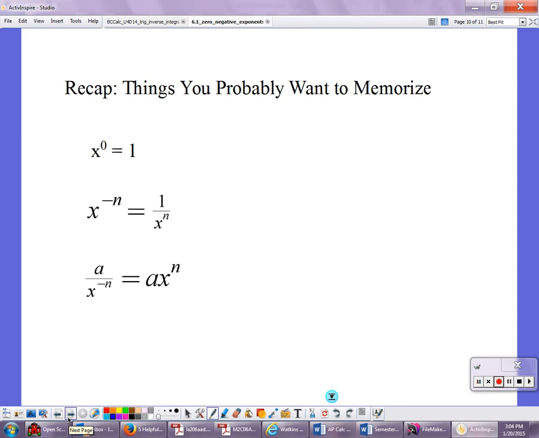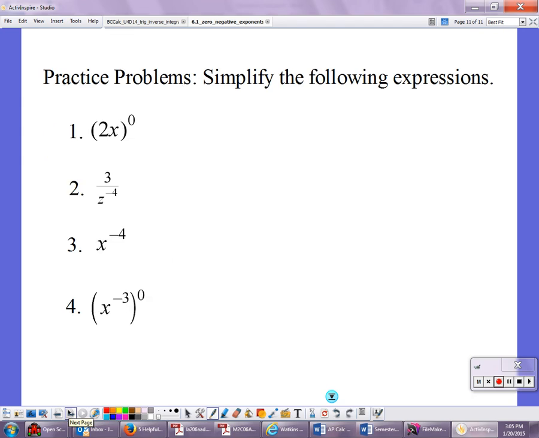All right. Things you probably want to memorize, so this is just a recap. x to the 0 equals 1. x to the negative n equals 1 over x to the n. And any number a over x to the negative n power is going to equal that number a times x to the positive n. Okay, a couple of practice problems. So why don't you try these now? I would suggest that you pause the video, try the problems, and then come back and I'll show you the answers.